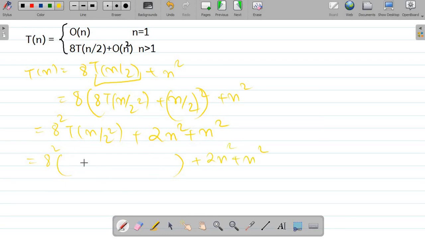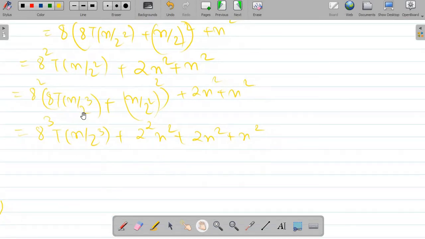Now if I write the value over here, what we get is 8 times Tn by 2 cube plus n by 2 square whole square. And when we open it, what we get is 8 cube Tn by 2 cube plus 8 square times n upon 4 whole square. So we can write it as 2 square n square plus 2n square plus n square.